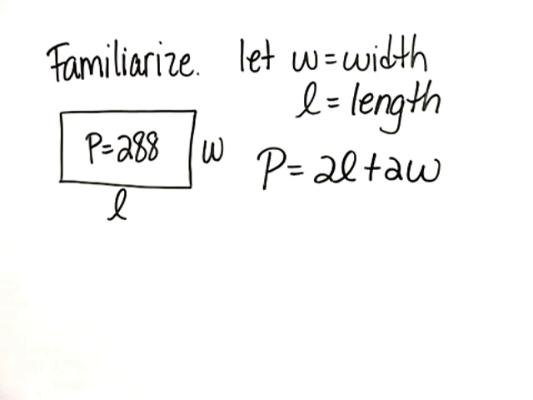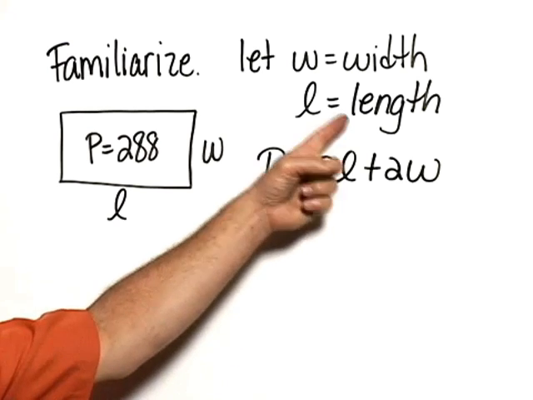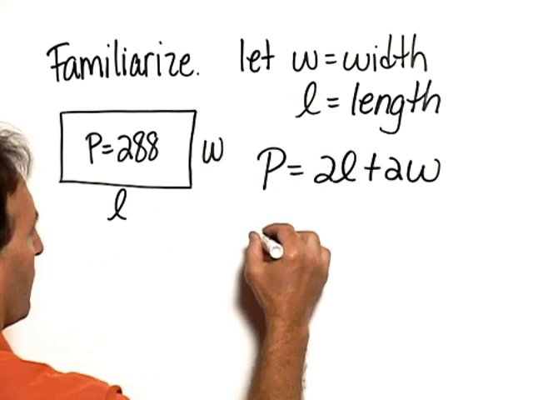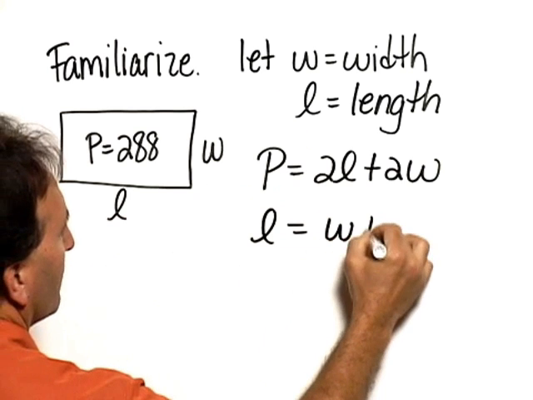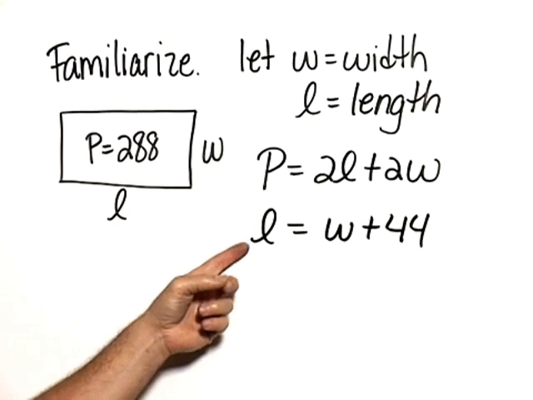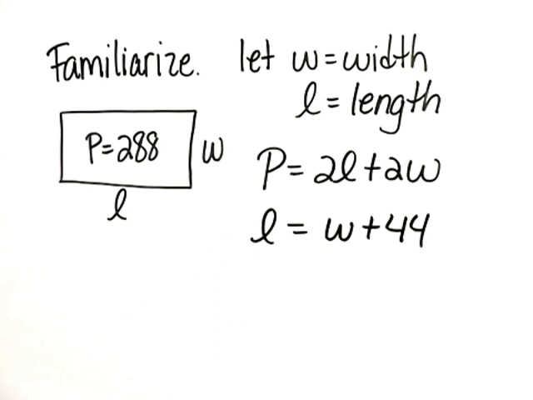The other equation that we have involves a translation from the words to the math. The translation is that we were told the length is 44 feet longer than the width. In other words, L is equal to W plus 44. That's the second step in the process, to translate it into math.